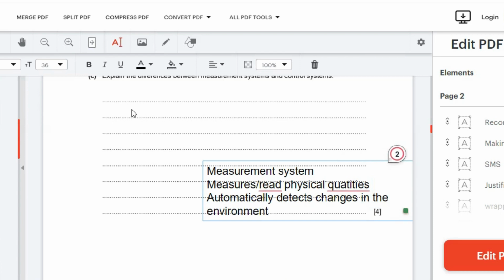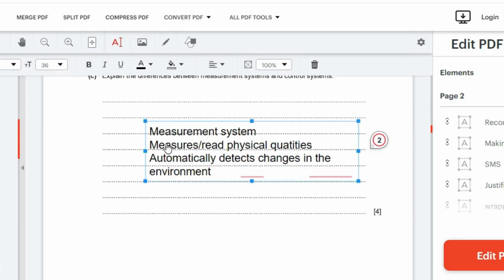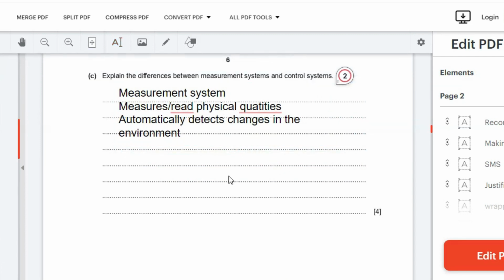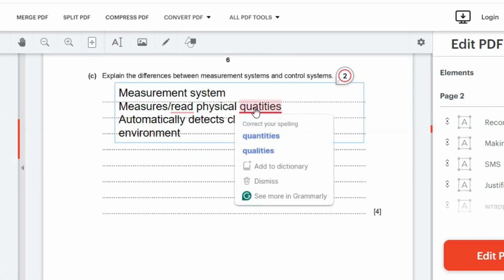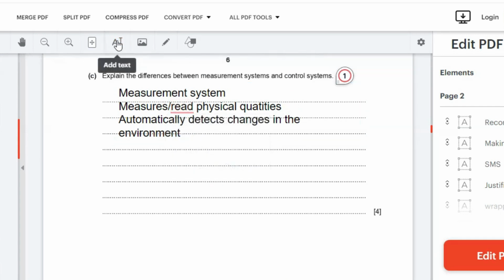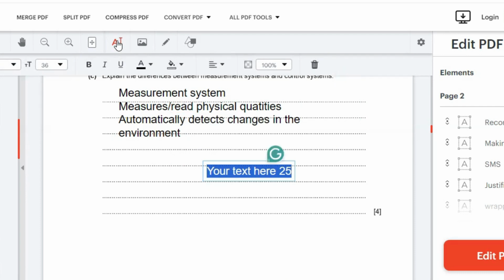It automatically detects changes in the environment. So these are two for the measurement system, right? So we are going to write another two for what? For the control system. Do we understand it? All right. So let's write two also for the physical control system.